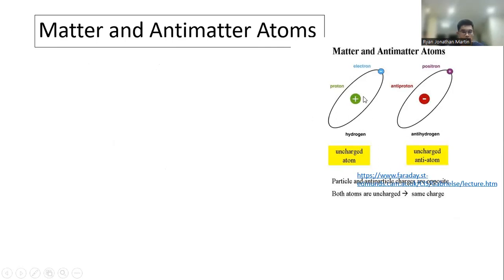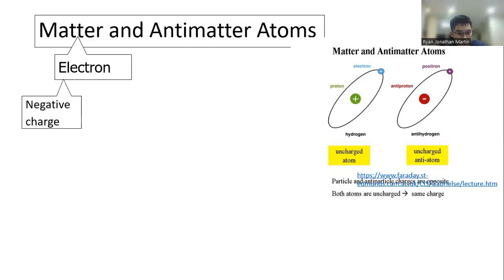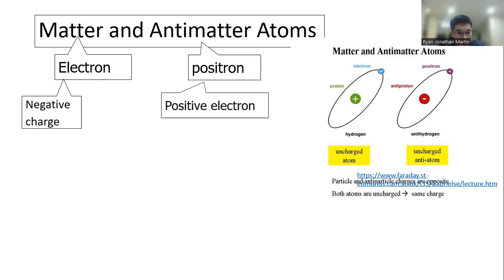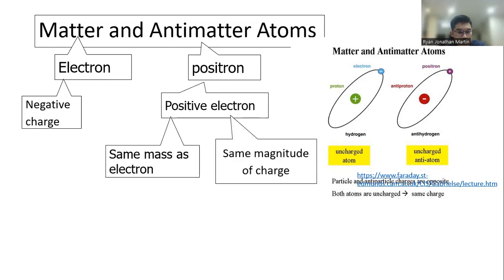Matter and antimatter: if it's matter, proton, electron, antimatter will be antiproton. Then electron becomes positron. That's antimatter. Example, matter is electron, negative charge. Antimatter is positron, positive electron, same mass as electron, same magnitude of charge, except it is positive, while electron is negative, that's all.